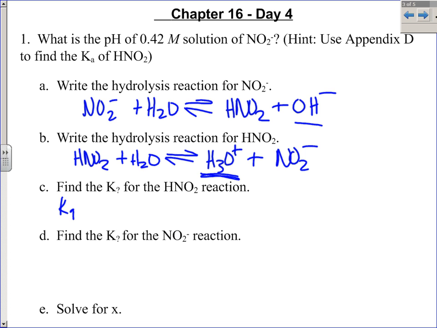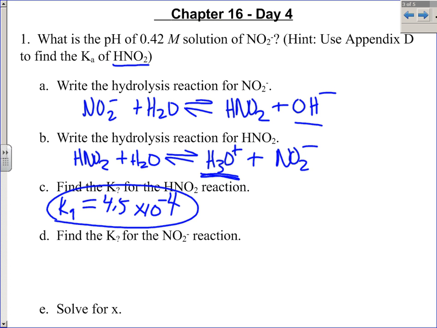Well, notice it says use Appendix D to find the Ka for HNO2. So I look up that substance in Appendix D, and all I'm really doing here is copying. It says the Ka for HNO2 in that appendix is 4.5 times 10 to the negative fourth. So remember, I'm pulling this right out of the table. So the Ka for HNO2 is 4.5 times 10 to the negative fourth.